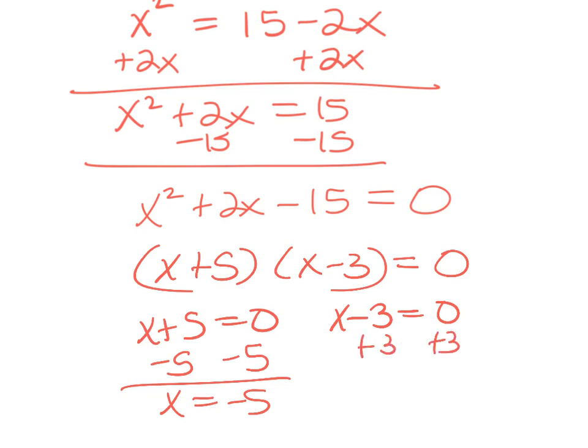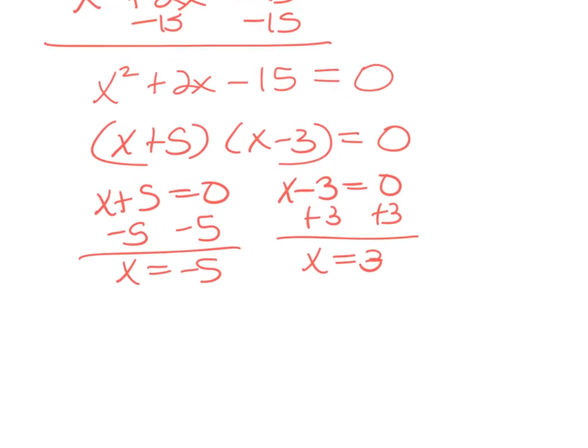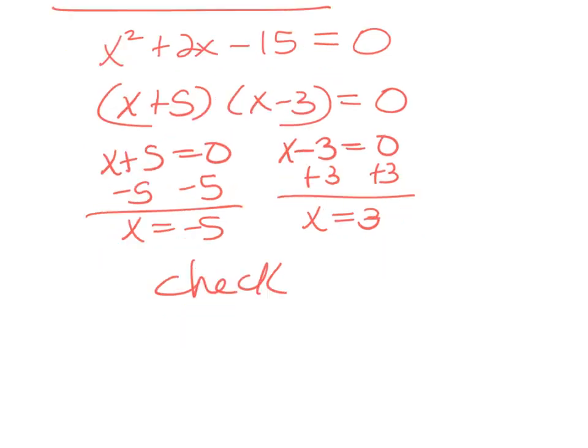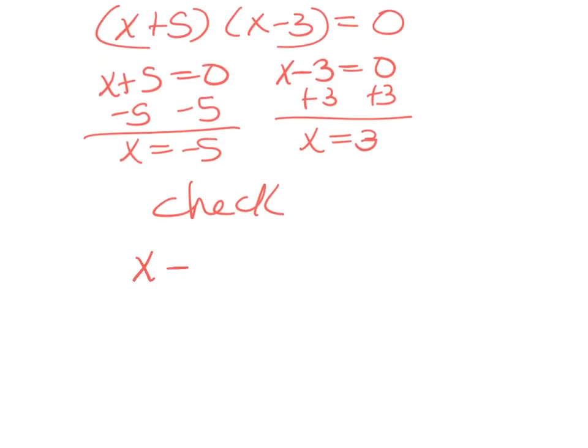Add 3. And now remember, you need to check your answers. Last step is the check. It is mandatory. So we take the original equation, x minus 15 minus 2x equals 0, and I plug in. I got to do it twice, yes? So if we don't check, that means one of them could not be right? Correct.